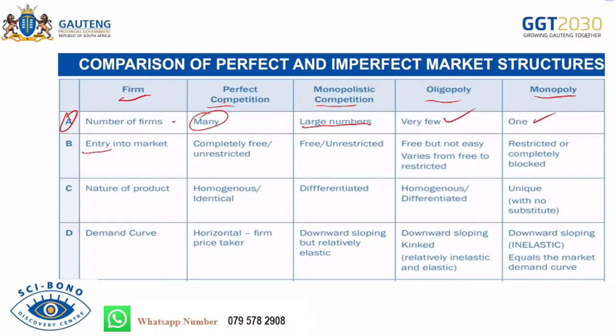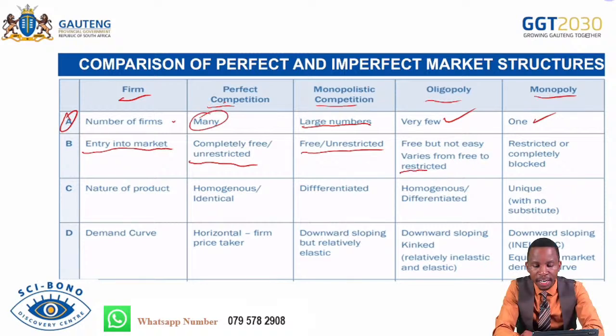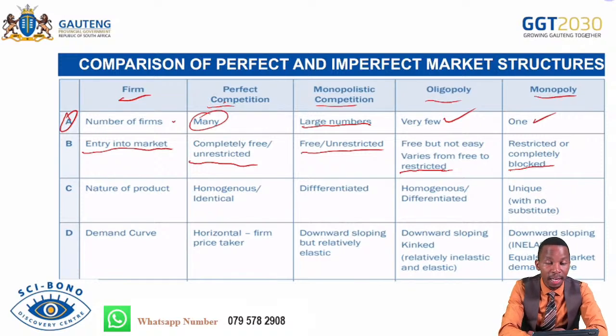And then how is the market entry under the perfect market? It's free. There are no barriers to entry. And then under the monopolistic, it's also free. Firms are free to enter the market. Under oligopoly, what happens here? It varies from free to restricted. Meaning in this case, firms are restricted from entering the market very easily. There are barriers to entry that exist to prohibit the entry of some businesses. Those barriers to entry, as we explained, can be natural or artificial. Also, in the monopoly it is completely blocked. There is no entry of new businesses. There are high barriers to entry.